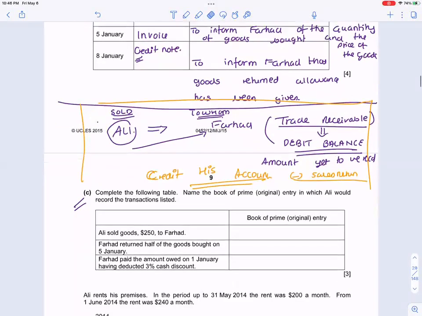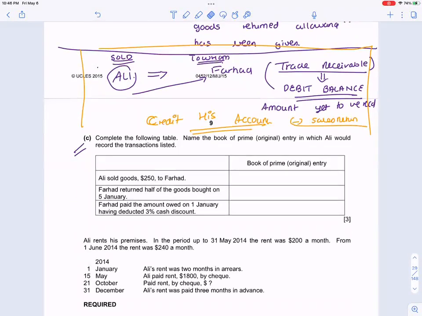Yes, miss. If not, come on. Books of prime entry. Ali sold to Farhad. Sales journal. Sales journal. Farhad returned the goods bought on 5th February.